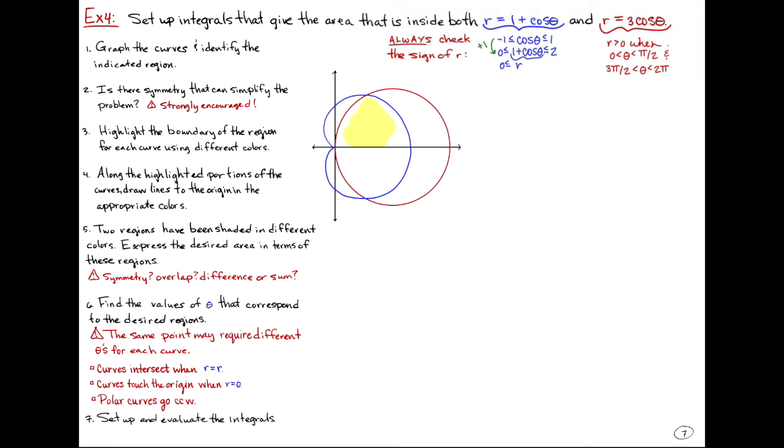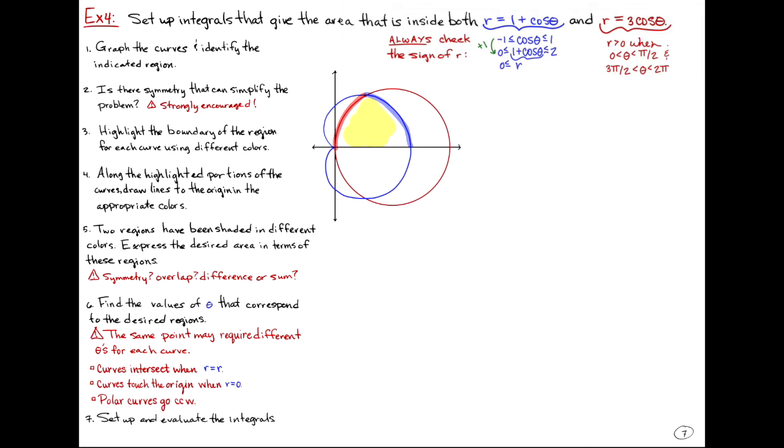If the curves were completely in black and white, then I would use my red pen and my blue pen to highlight the boundaries of the region for each curve. But since I already identified each curve by color, I'll instead use a highlighter. The idea here is that any part of the curve that's touching the shaded yellow area should be highlighted.